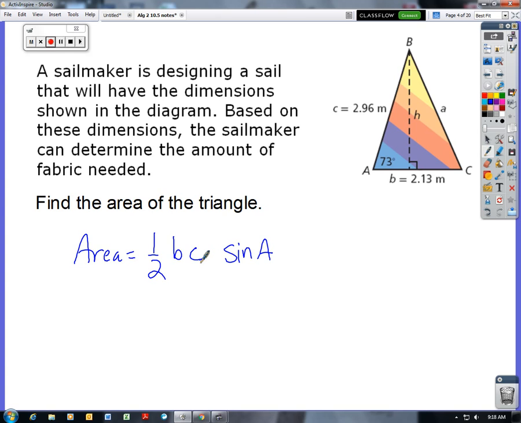So in your formula, you'd find your angle, and the two sides that flank it are the two sides that go here, and then you still have the 1/2 out front. Now all we have to do is plug in the values. We're all in the same unit, so that's good. b is 2.13, c is 2.96, sine of angle A, 73 degrees. And then we'll go to our calculator.